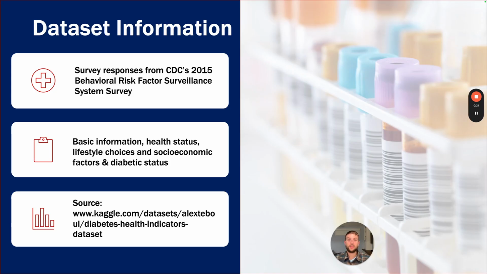As a reminder, the dataset was derived from the CDC's 2015 Behavioral Risk Factor Surveillance System survey. The dataset was modified to have a diabetic status focus. It originally had 21 features, and I added 2 more features through feature engineering. They covered survey respondents' basic information, health, lifestyle, and socioeconomic factors, which were used in determining their diabetic status, which was the focus of my dashboard.